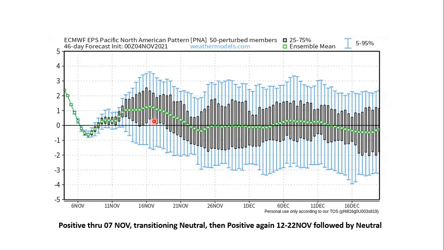This trend for a return to a positive PNA pattern could result in the upper level ridge really rebuilding itself over the western U.S. and western Canada, with much colder temperatures in the eastern U.S. with a deeper trough. So that one's going to be interesting to watch.